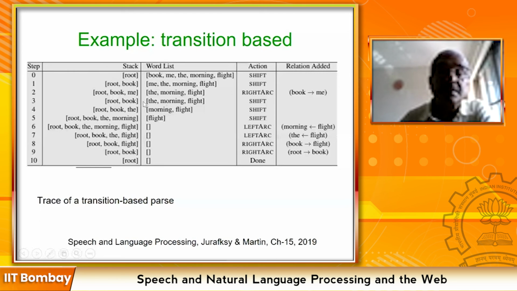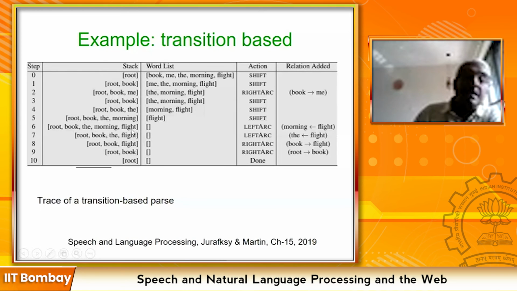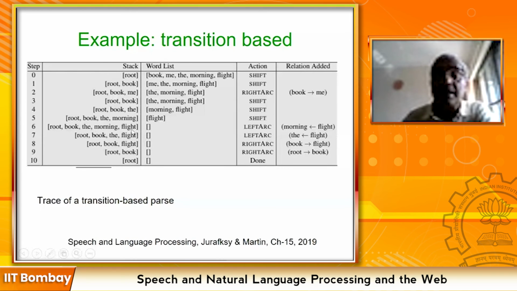Now shift "the". Then "the" and book, and finally I have root, book, the, morning, and then flight. And after many such shiftings, I have root, book, the, morning, flight. Everything is on the stack, nothing in the input buffer. Morning and flight can now be linked through left arc. The and flight can be linked through left arc. Book and flight can be linked with right arc. And root and book is linked with right arc. And finally, root also pops out. So the stack is empty, input buffer empty, the algorithm terminates.